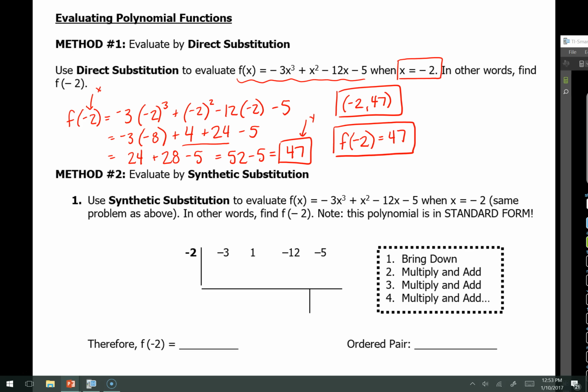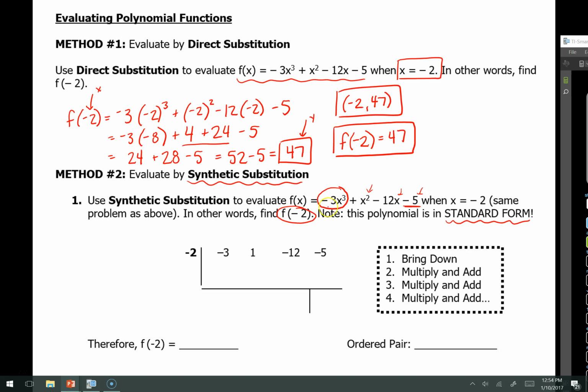Okay, so let's move on to the new method, evaluating using synthetic substitution. Okay, so to use synthetic substitution, we're going to evaluate this polynomial when x is equal to -2. It's the same problem as what we just did with direct substitution, so we're still trying to find f of -2. Now, when you use synthetic substitution, the polynomial has to be in standard form, meaning that the leading coefficient and the degree of the polynomial has to be in the first place, and then the exponents are going to go in descending order after that all the way down to the constant term, in this case -5.